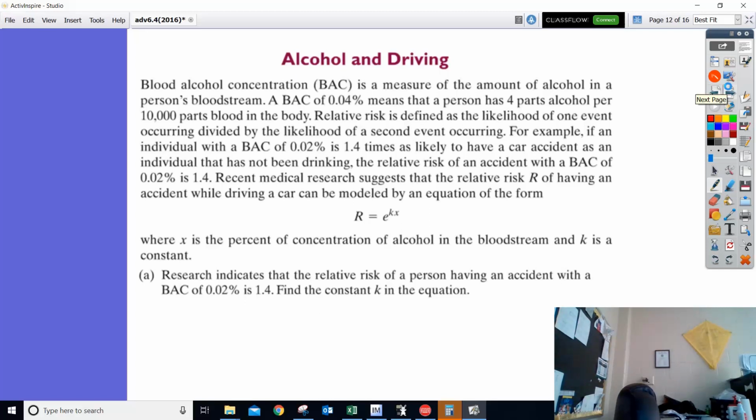Let's see here. Blood alcohol concentration, a measure of the amount of alcohol in a person's bloodstream. BAC of 0.04% means the person has 4 parts of alcohol per 10,000 parts of blood in the body. There's relative risk. For example, an individual with BAC of 0.02 is 1.4 times as likely to have a car accident as an individual who has not been drinking. Relative risk of 0.02% BAC is 1.4. Recent medical research suggests that the relative risk of having an accident while driving a car can be modeled by an equation, R equals e to the kx. We have a nice exponential equation. This is why there is a limit on how much you can drink and what your BAC can be, because of the risk.